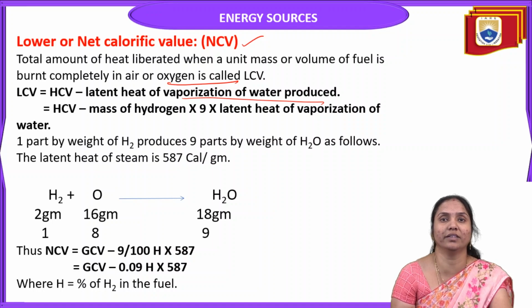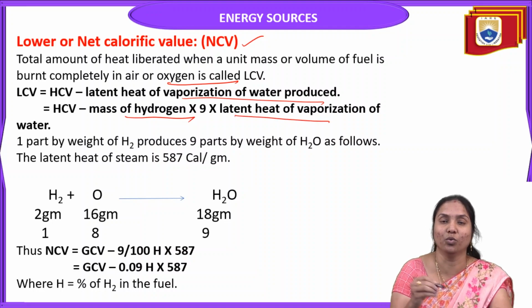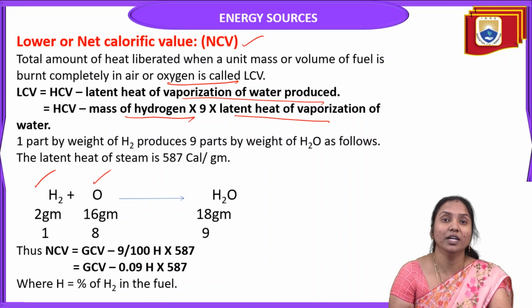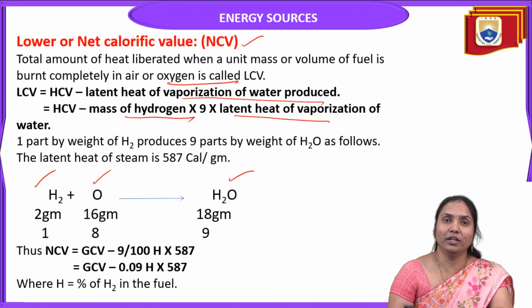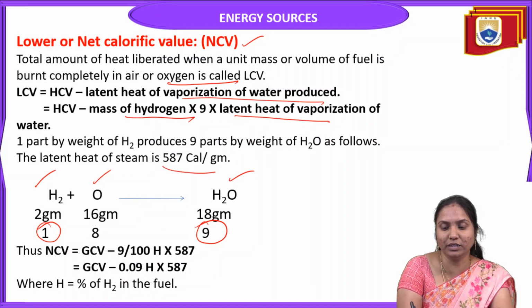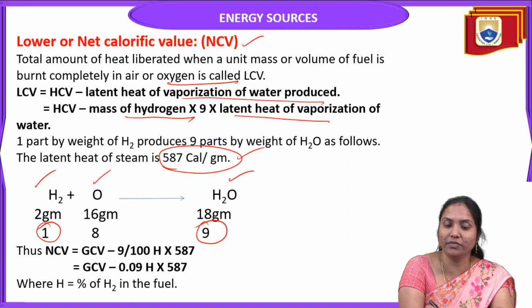So LCV equals HCV minus mass of hydrogen into 9 into latent heat of vaporization of water. For example, hydrogen during burning in the presence of oxygen produces water. One part by weight of hydrogen produces 9 parts by weight of water. In this case the latent heat of steam is 587 calories per gram. 587 calories per gram of latent heat is evolved, which is theoretically proved. So how can we calculate LCV here?